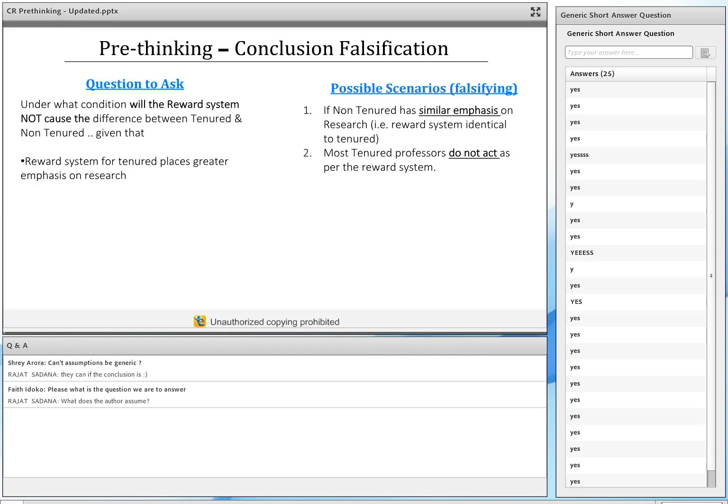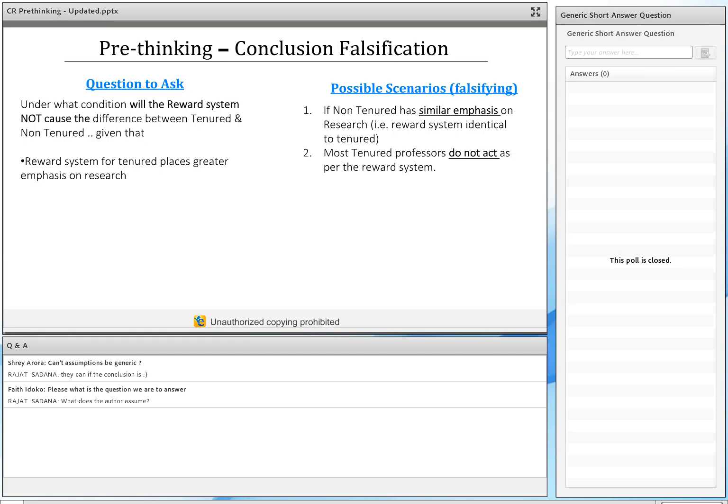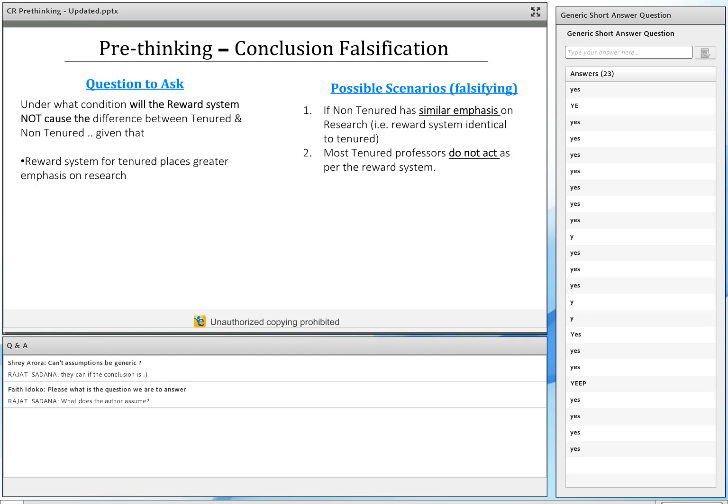Or if most tenured professors do not act as per the reward system. You can have a reward system, but if tenured faculty does not care about that reward system, and it could have been anything else, that behavior would not have changed. Even in that case, you can't blame the reward system. Do you guys agree? In either case, the conclusion breaks down.